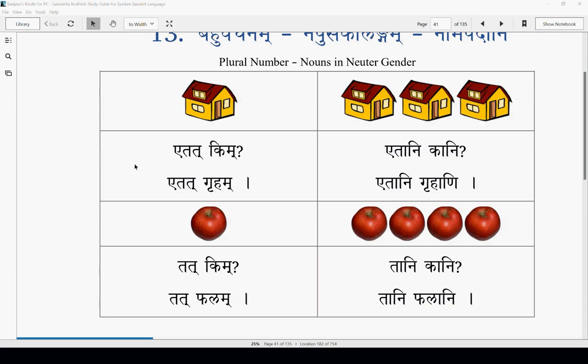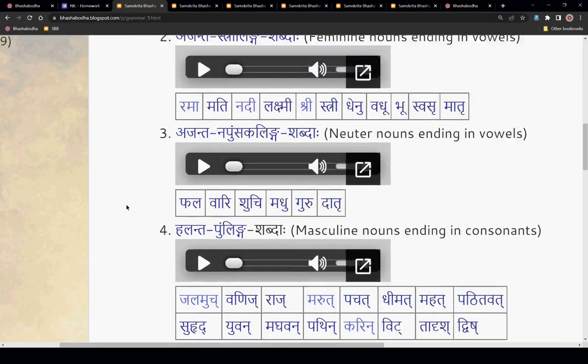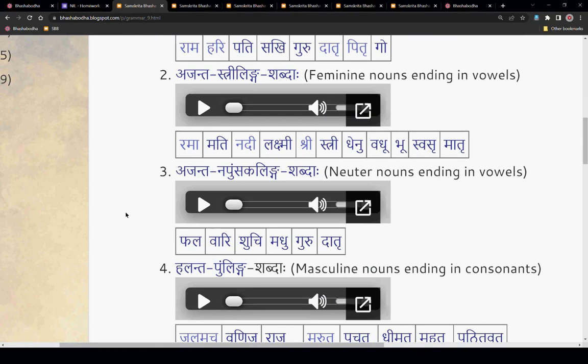So, etat kim, this we already know, right? This is the ekavachana form. Etat kim, what is this? Etat gruham. Now changing that to bahuvachanam: etat becomes etani, tat becomes tani, kim becomes kani, graham becomes grahani, phalam becomes phalani. So there is not much confusion here. You can refer to this here also. Phala becomes phalani.